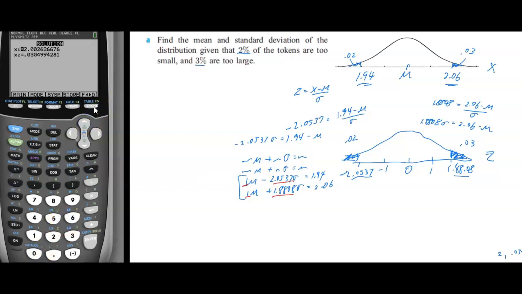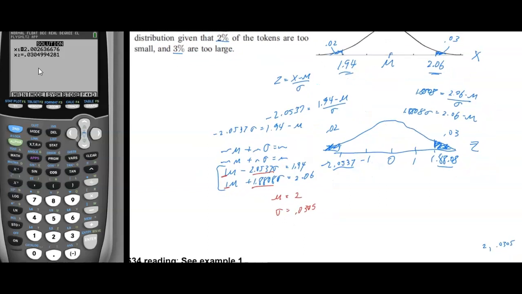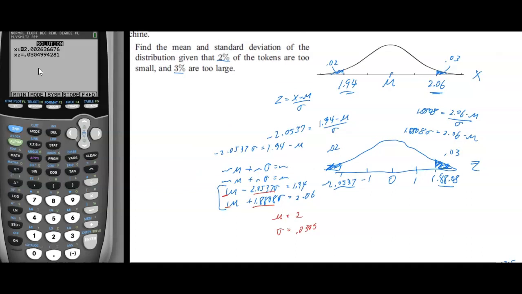Solve. And the answers are 2.00. 3 sig figs would just be 2. And sigma is 0.0305. Yes, okay? And that is the correct answer.